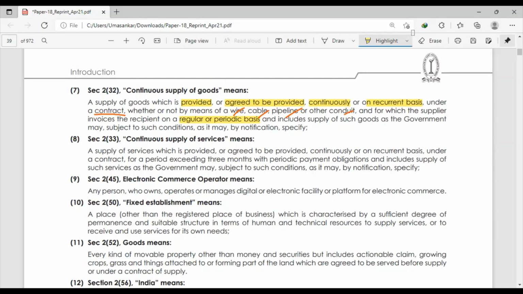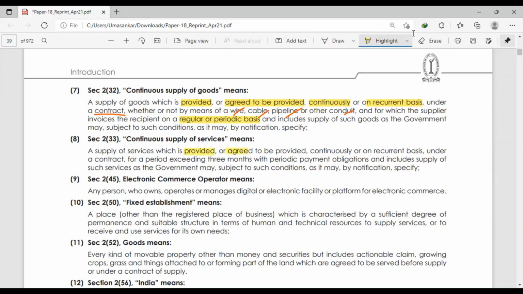Now, continuous supply of services. Just replace the word goods with services. See, normally, if you are residing in an apartment or any PG, you will be having monthly maintenance, and plumber services, electricity services. So there we have a contract with a third party who will provide us the maintenance services each month.